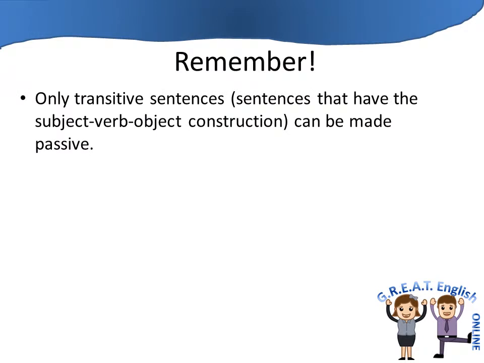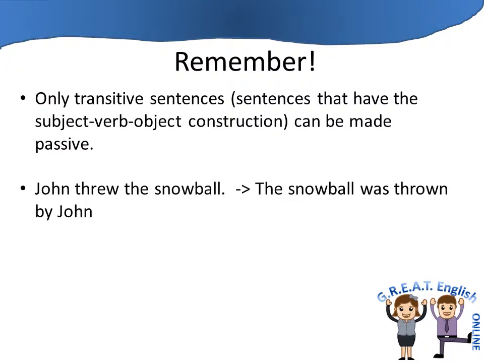Remember, only transitive sentences that have that subject-verb-object construction can be made passive. John threw the snowball. The snowball was thrown by John. But John slipped and fell has no object. It doesn't happen to something else. It happens to John, and therefore it's intransitive, and we cannot make it passive.